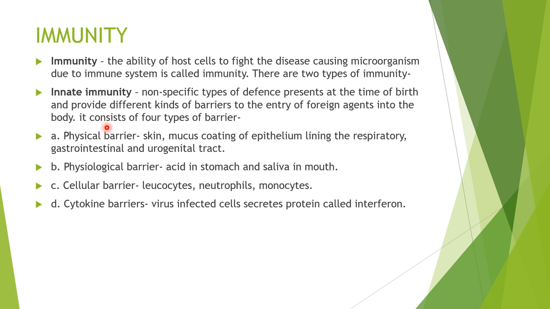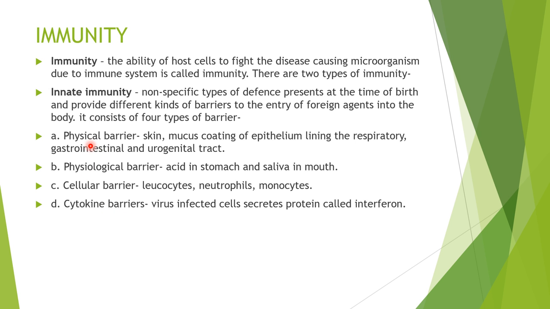In innate immunity, 4 types of barriers are present. Now, which 4 types of barriers are present? First is the physical barrier, second is the physiological barrier, third the cellular barrier and fourth the cytokine barrier.